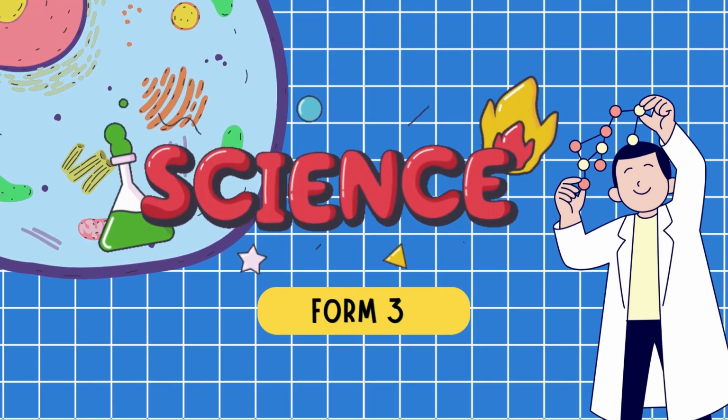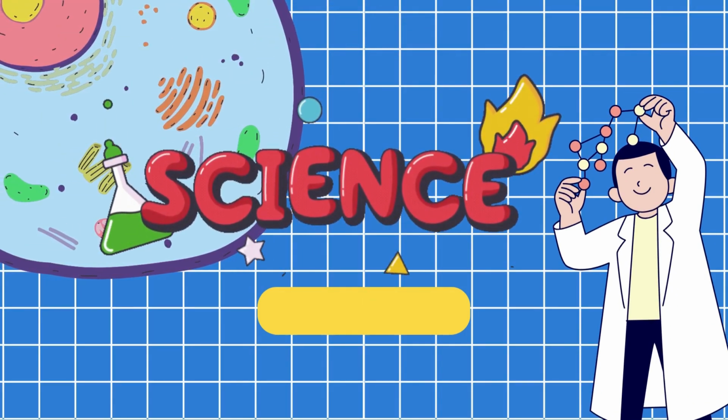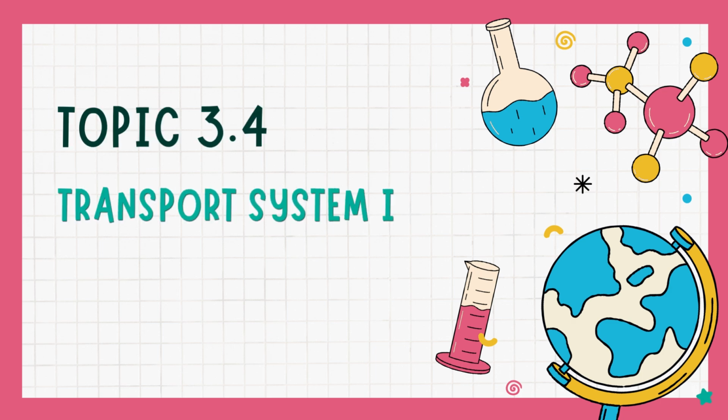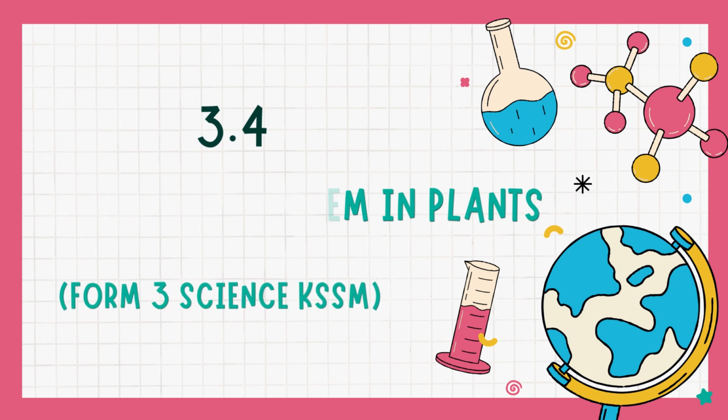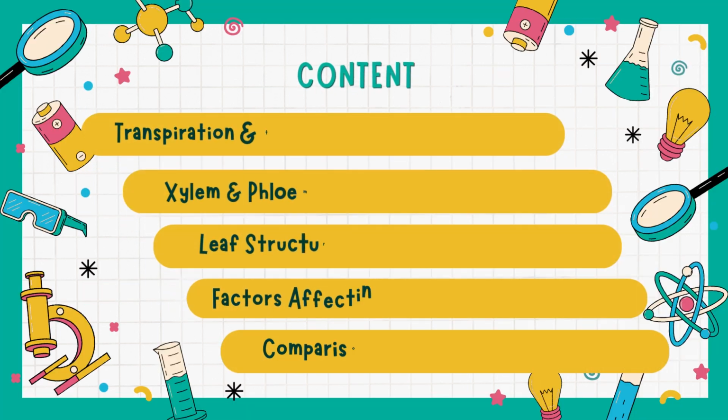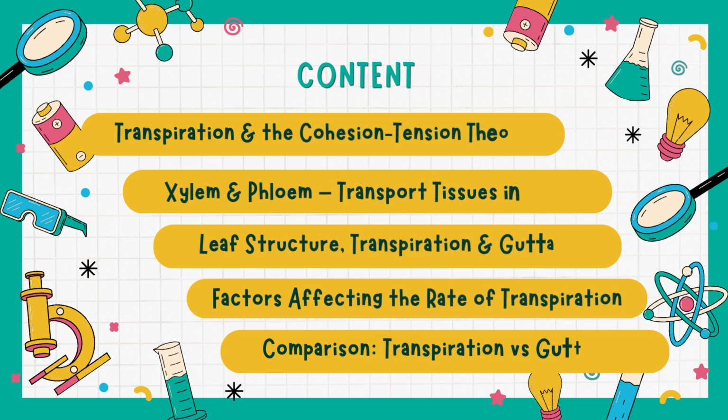This is our science presentation for Form 3. Our presentation for this topic is transport system in plants. The content in this topic is transpiration and the cohesion tension theory, xylem and phloem, transport tissues in plants, leaf structure, transpiration and guttation, factors affecting the rate of transpiration, comparison, transpiration versus guttation.